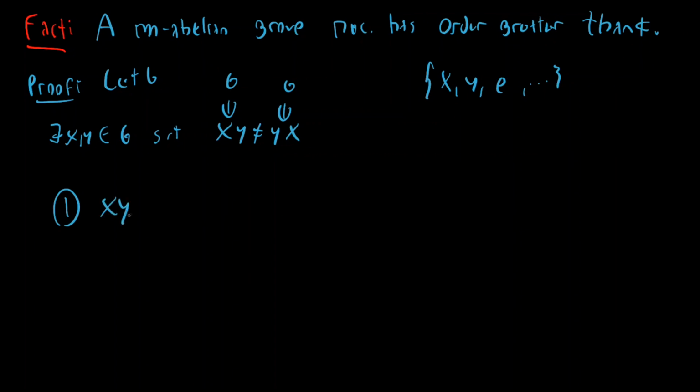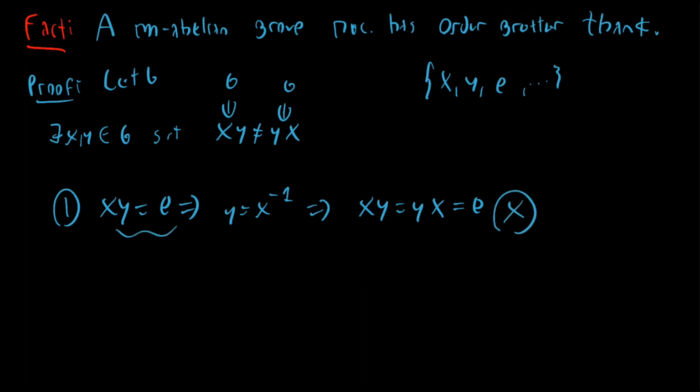So if x times y was equal to e, then by the uniqueness of the inverse, we will have that y is equal to x to the minus 1. But that will imply, of course, the commutation between the two, and so we will have that x times y will be equal to y times x, that will be equal to the identity, and this is not what we want. So in this case, the group will be commutative, so it's not possible to have x times y equal to e.